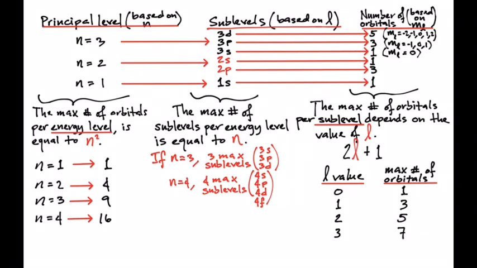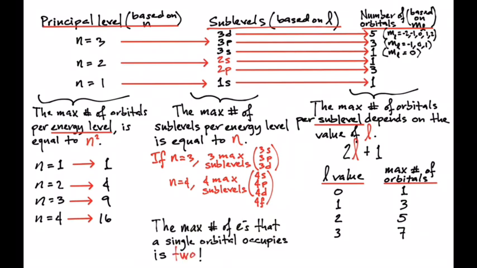And last but not least, we can also determine the maximum number of electrons that a single orbital can occupy. Every orbital, any orbital, can only hold a maximum of 2 electrons. So if you have an s orbital, that can hold a maximum of 2 electrons. A p orbital, a d orbital, or an f orbital can hold a maximum of 2 electrons.